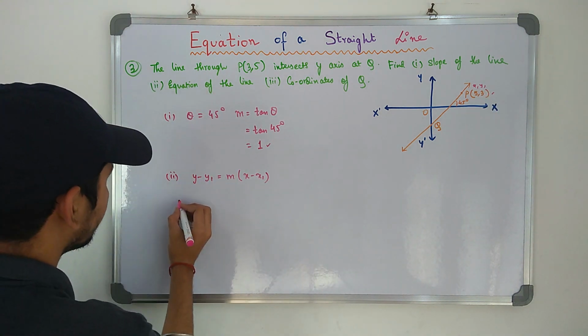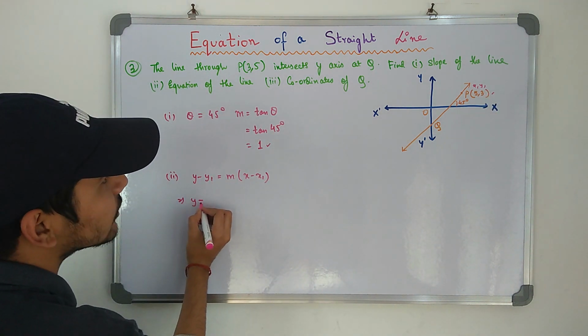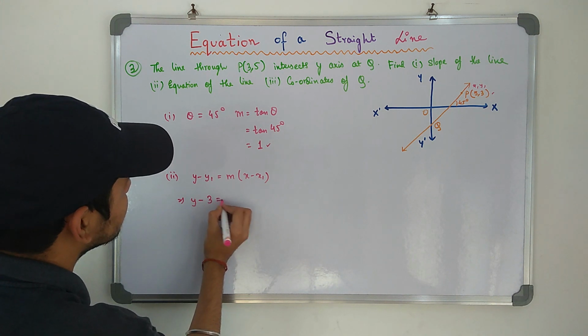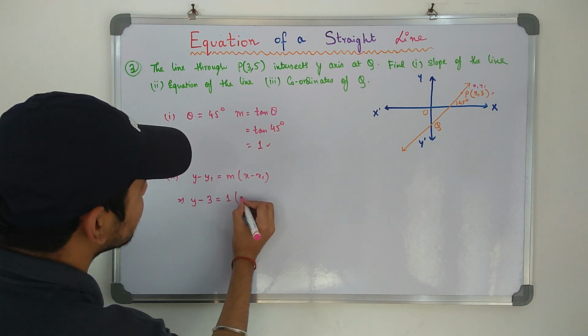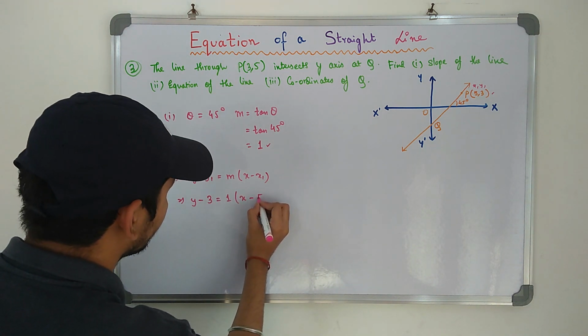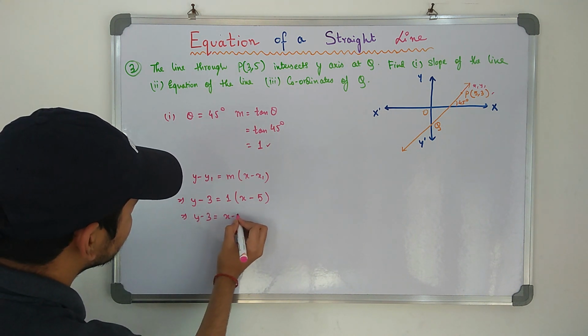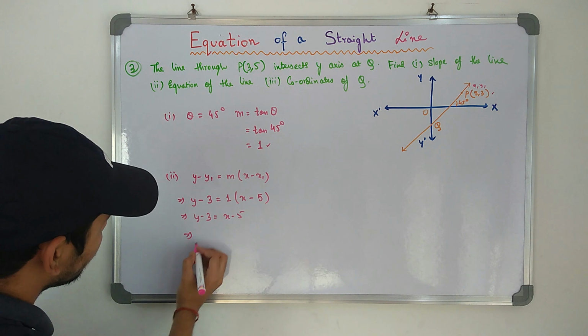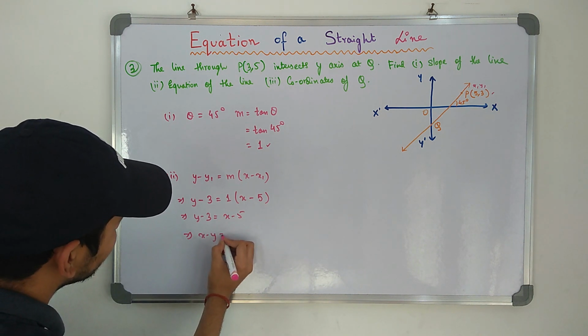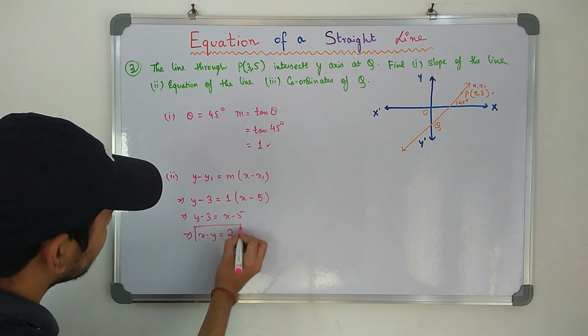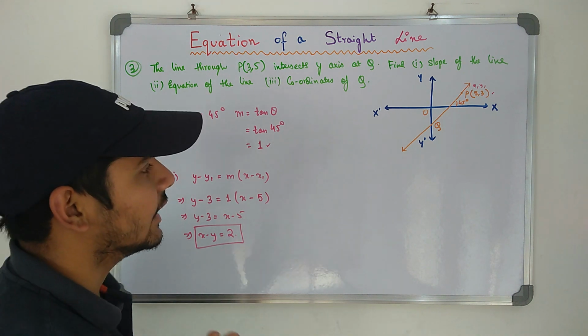Let's put all of them. Y minus y1, which is 3, is equal to m, which is 1, into x minus x1, x minus 5. Therefore what do we get? Y minus 3 is equal to x minus 5. Therefore x minus y is equal to 2. This is the equation of the required line.